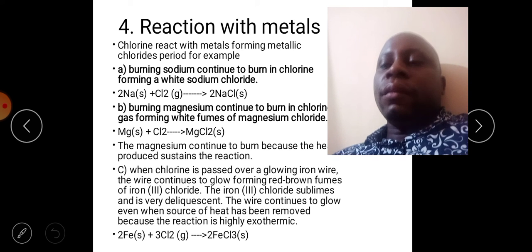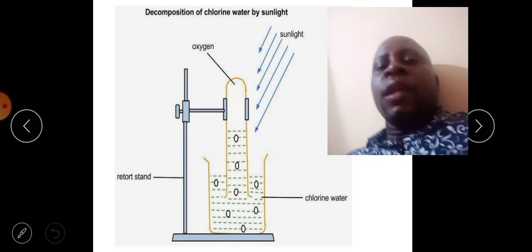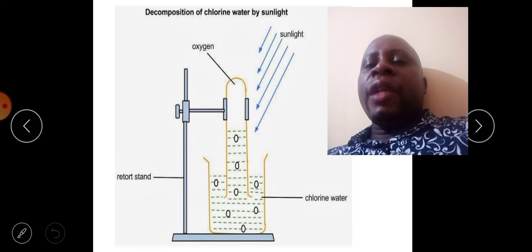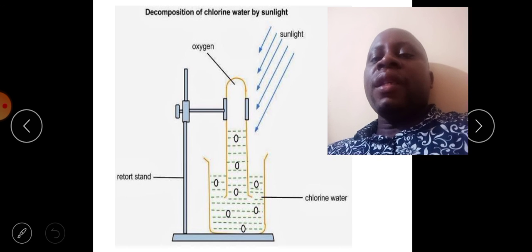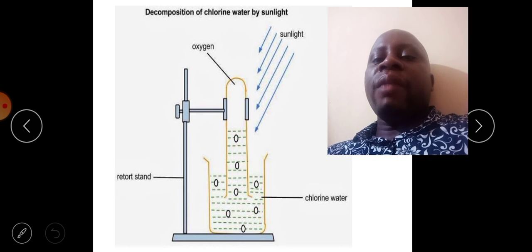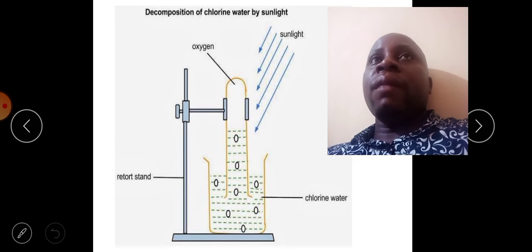Now, in our next session, we shall continue with the chemical properties of chlorine. We shall stop there for now, and we shall resume later to learn about how chlorine reacts with metals and non-metals.